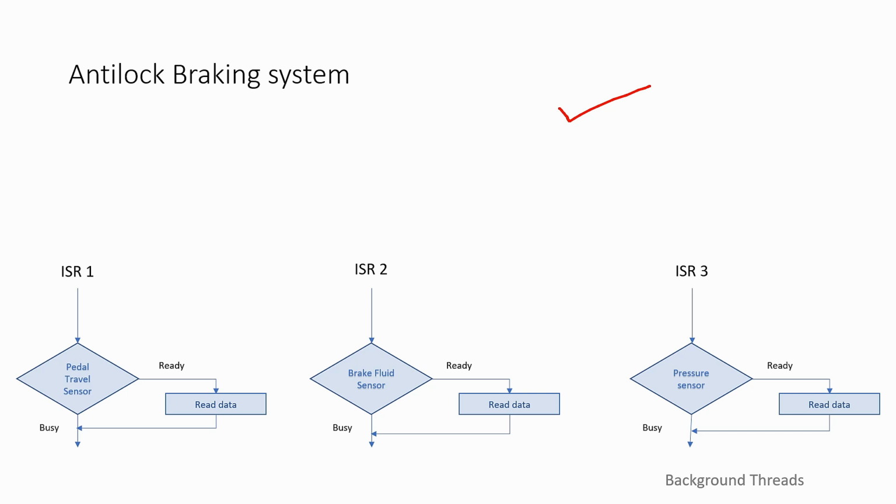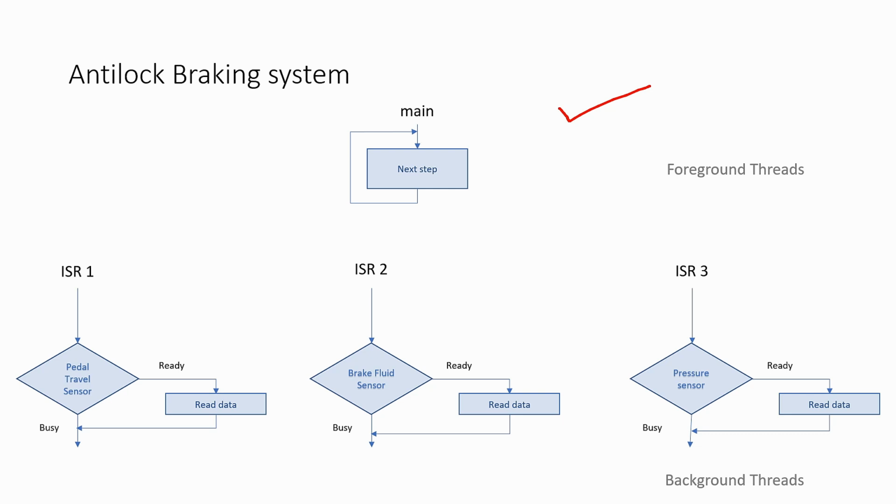Just consider all these ISRs are providing the data either based on a periodic interrupt or interval, or based on the availability of the sensor data. For example, if the pressure sensor data is readily available, ISR 3 will interrupt the processor and give the data to the main function, that is the foreground thread. So this is the main thread. This main thread will be running collectively, and whenever the sensor data is available, or in a periodic fashion, it will collect each sensor's data.